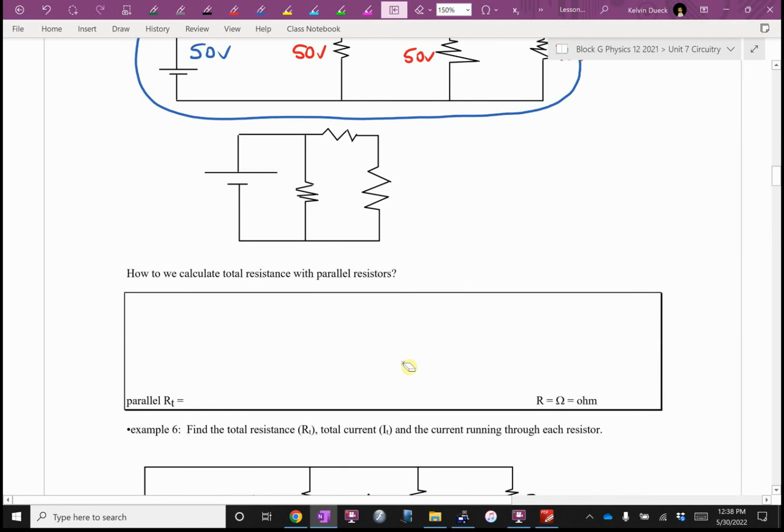How do we calculate total resistance when they're in parallel? There is a proof, but I'm not going to walk through it. I'm going to tell you we can't find R total. What we can find is its reciprocal. You can find 1 over R total, and that's equal to 1 over the first resistor in parallel, plus 1 over the second resistor in parallel, plus 1 over the third resistor in parallel. Dot, dot, dot.